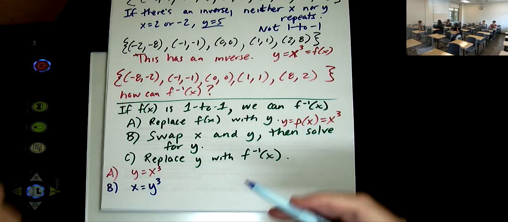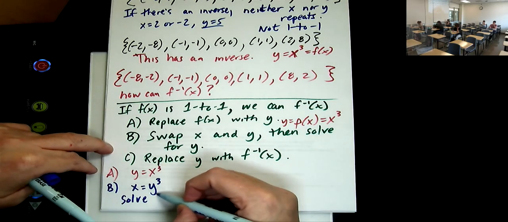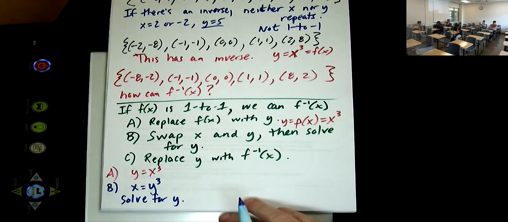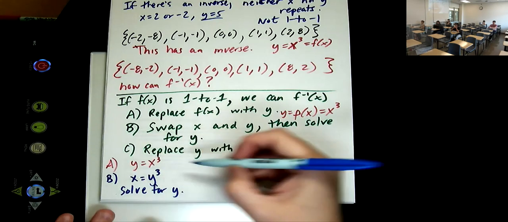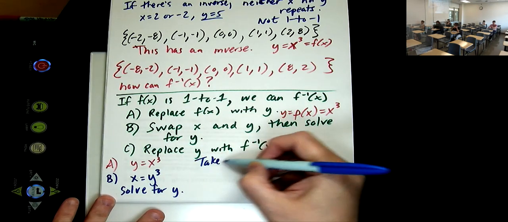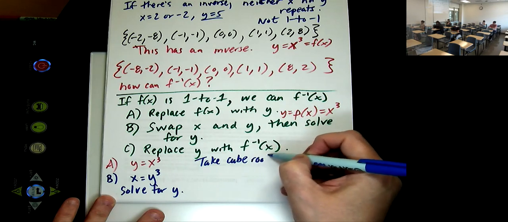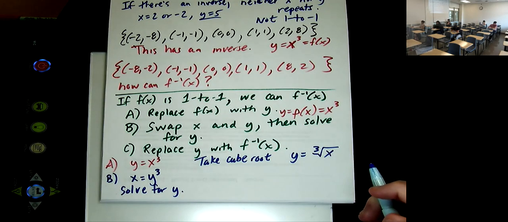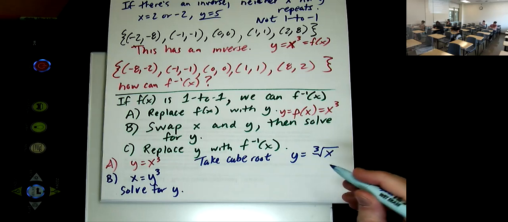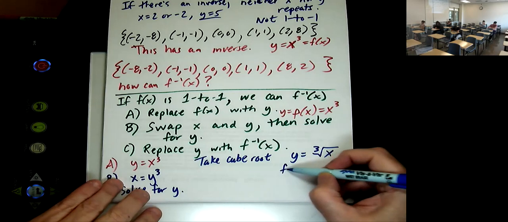And now I want to solve for y. How can I get y by itself here? Take the cube root, yeah. So take the cube root. I'm gonna get y equals the cube root of x. Finally, I'm gonna replace y with f inverse.